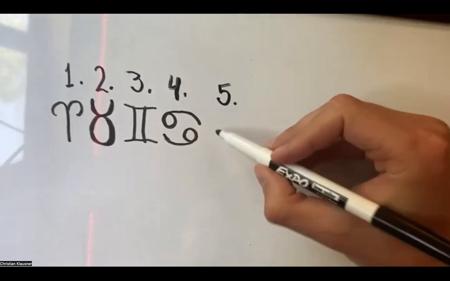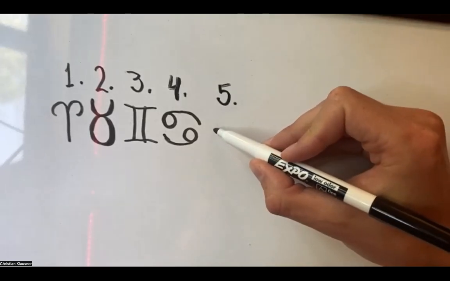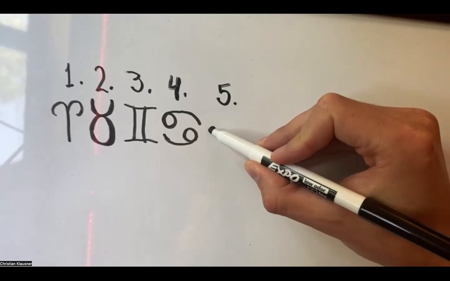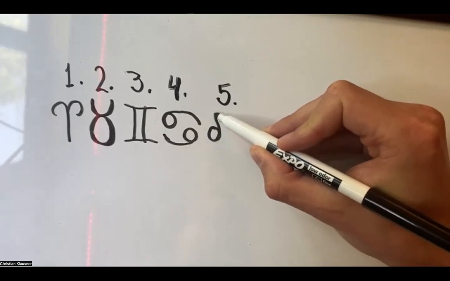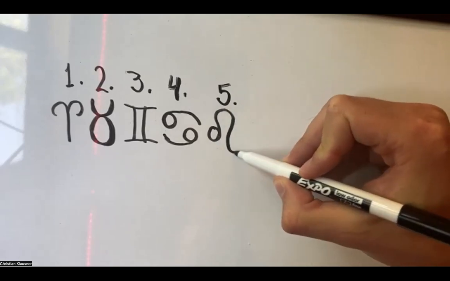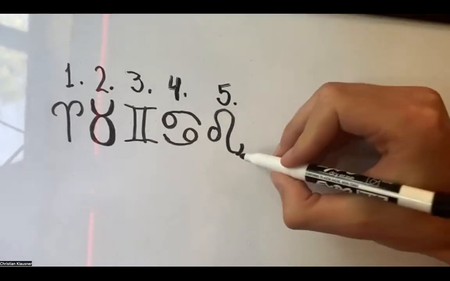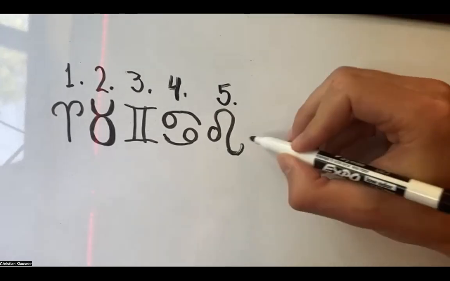How exciting. This is the best one. I'm just kidding. Again, I just say that because I'm a Leo. All right. So Leo starts with a circle, and then it curves upward like that. And then you got the little lion tail there. That's how you do Leo.